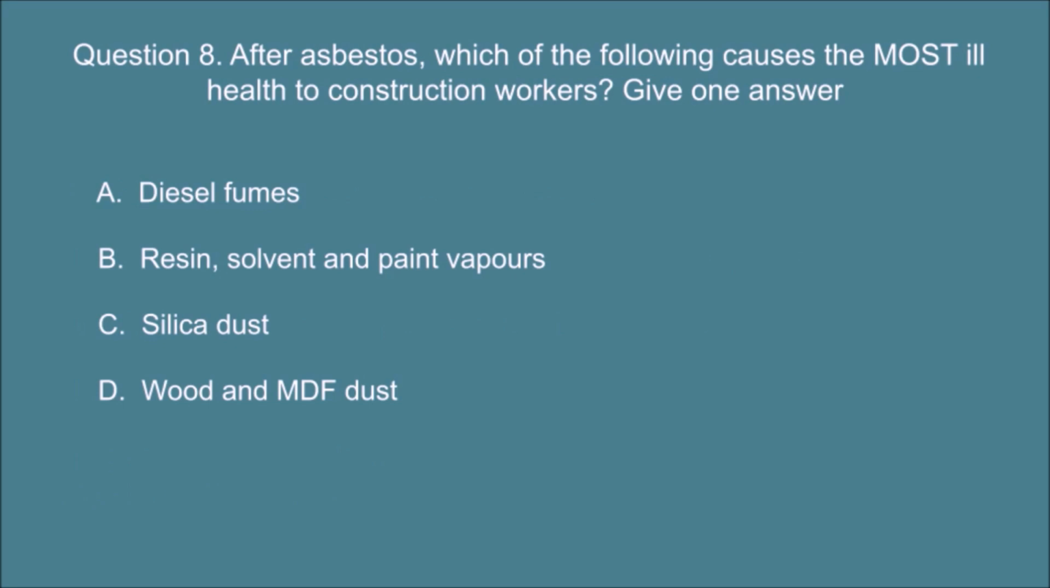Question 8. After asbestos, which of the following causes the most ill health to construction workers? Give one answer. A. Diesel fumes. B. Resin, solvent and paint vapors. C. Silica dust. D. Wood and MDF dust. The correct answer is C. Silica dust.